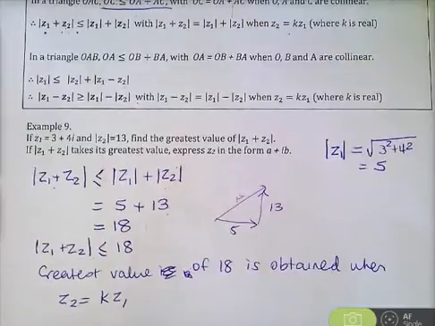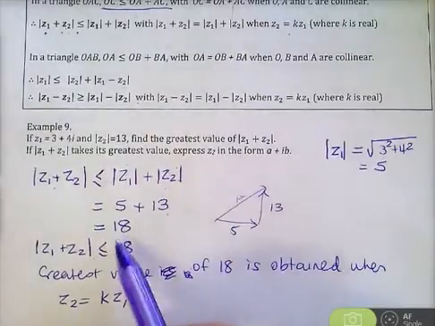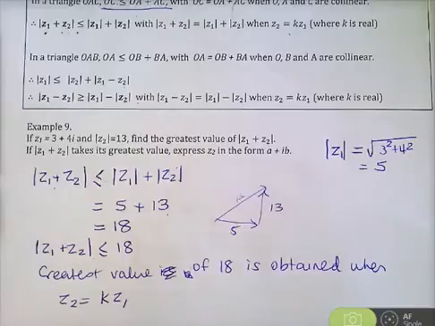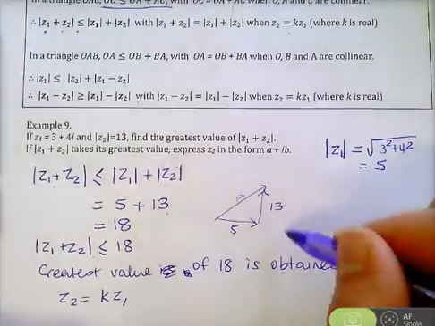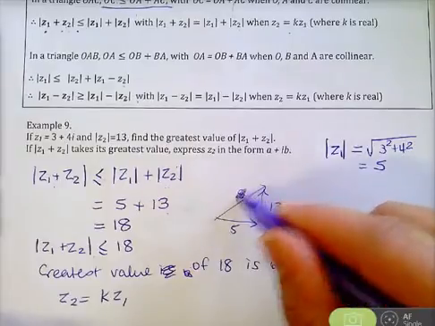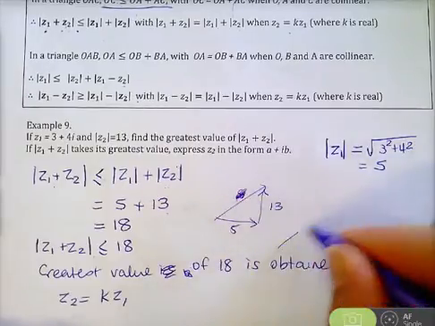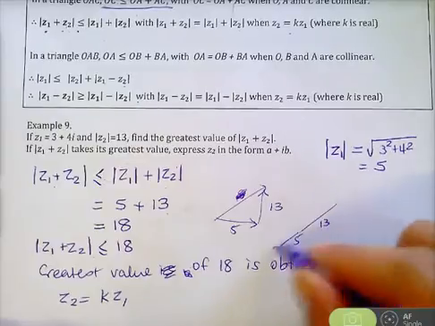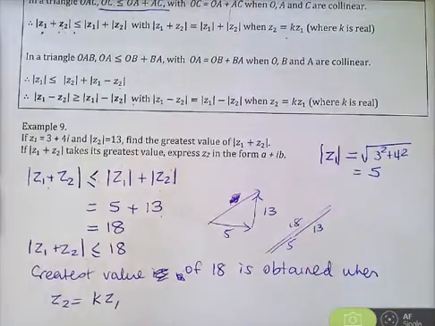It won't be a triangle, that's right. So the greatest value of 18 will be when it's not a triangle anymore, when it's a flat straight line, when you're adding two lines together. When will we get 18? We're not going to get 18 there. 18 will only occur when I've got 5, 13, 18. That's when 18 will occur.